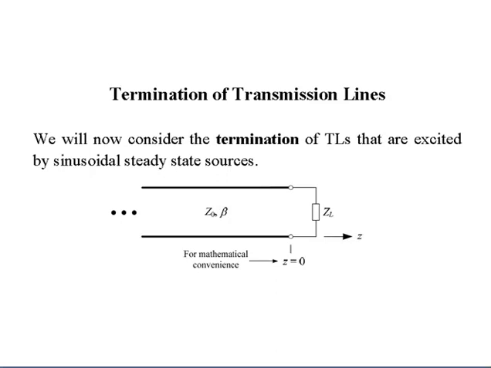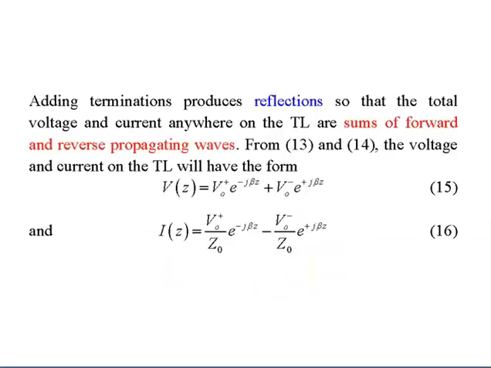Next, let us look into the termination of the transmission line. We will now consider the termination of transmission lines that are excited by a sinusoidal steady state source. You have the transmission line here, shown by these two lines, and then you have the load impedance ZL. For mathematical convenience, we will consider the load at z equal to 0. Adding termination would produce reflections. The keyword here is reflection.